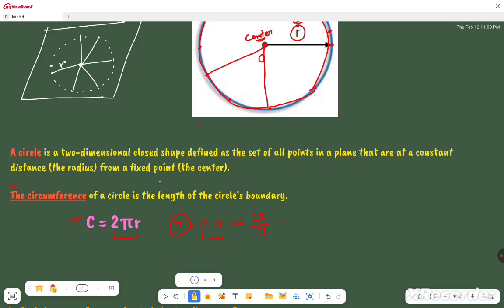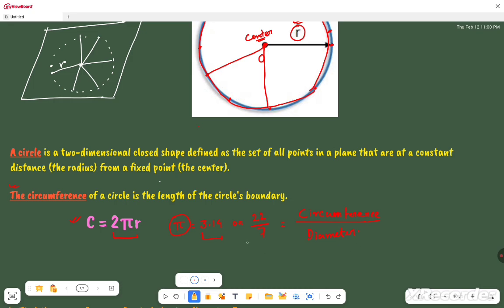And actually the definition of pi is the ratio of the circumference of a circle with the diameter of the circle.